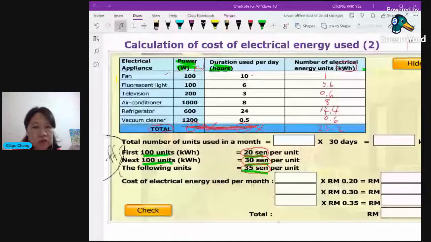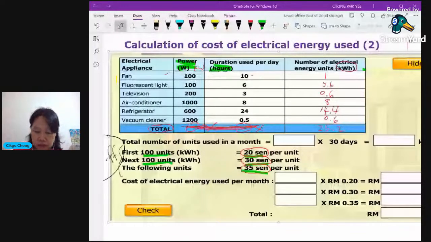Okay, let me see your response. You have 25.2. Okay, that means I got someone to confirm with me. Okay, good. Now, 25.2 is only for one day. So if you consistently use the same thing, you switch off for the same amount of hours, you use the same thing for 30 days, you put your 25.2 here, you times 30.